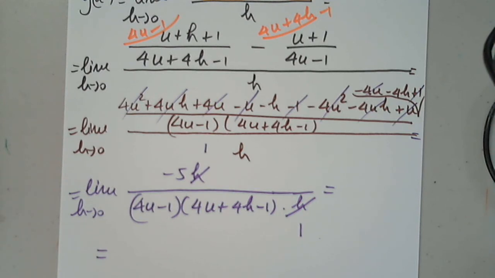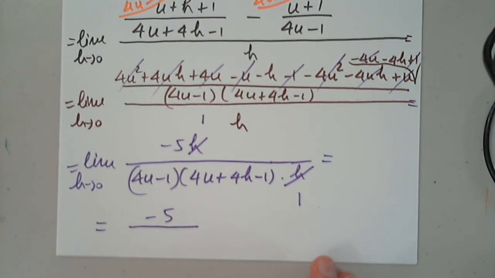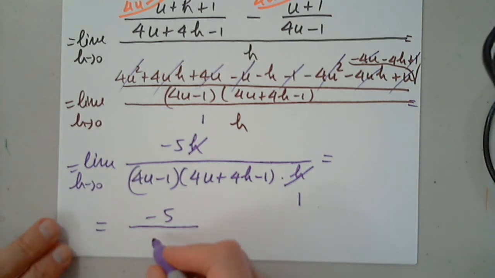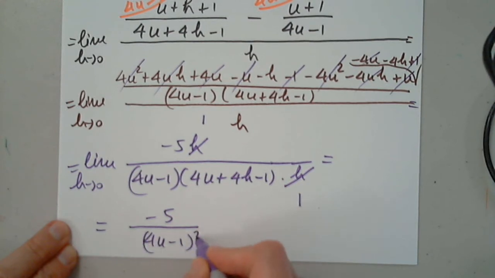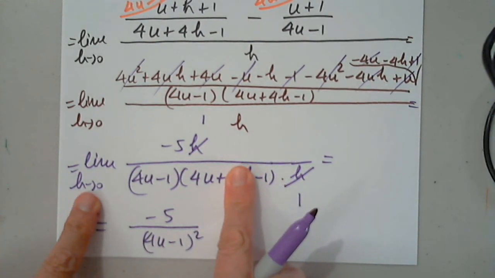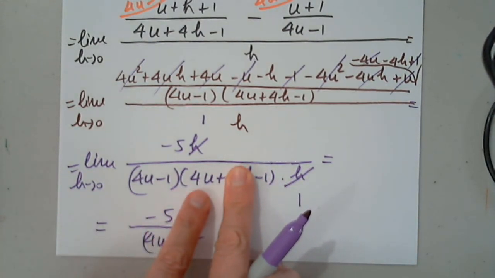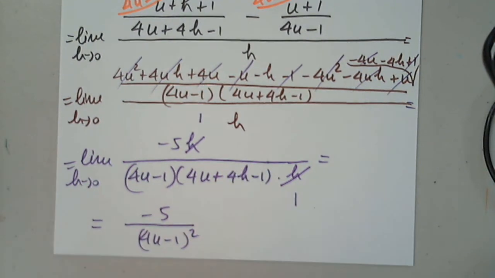Can anyone give us the answer? You will say negative 5 at the top for sure, but what would we say in the denominator? Or u minus 1 squared. That's it. 4u minus 1, everything squared, because this is 0. 4u minus 1 and 4u minus 1. And that's 4u minus 1 squared.